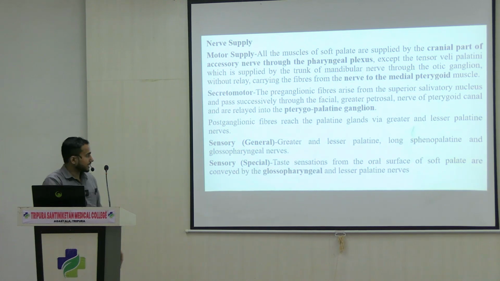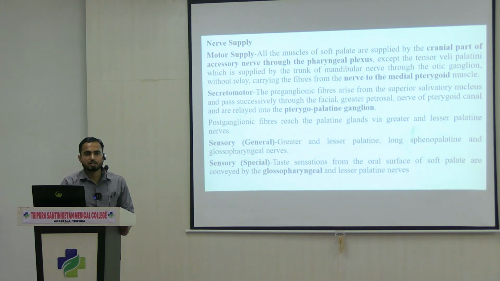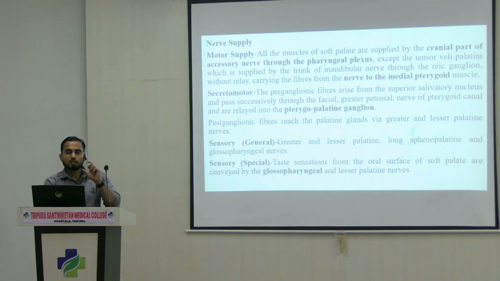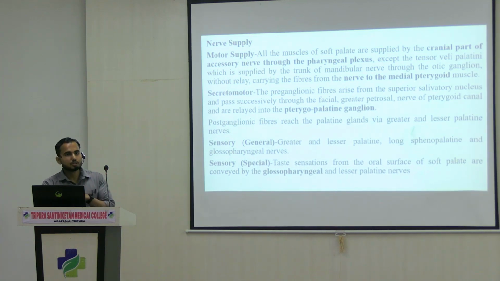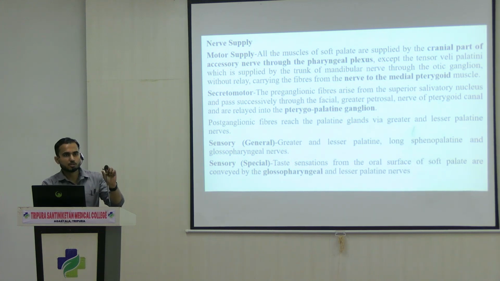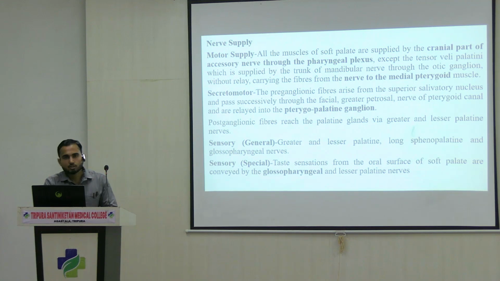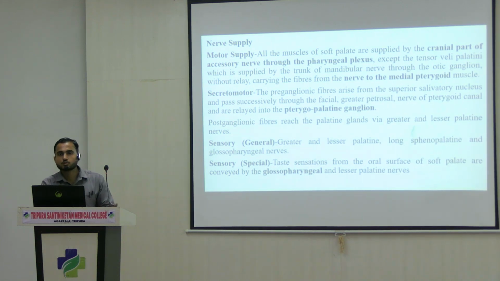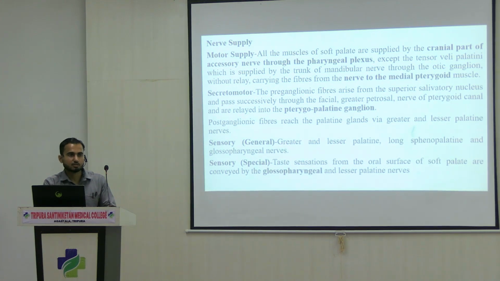Okay. Next, for the taste sensation from the soft palate, it is by the glossopharyngeal nerve and lesser palatine nerve. So like this, for nerve supply, you have to segregate. Don't write everything together. First, you have to give the motor supply, then secretomotor. In secretomotor, two parts are there: preganglionic part and postganglionic part, and lastly the sensory. In sensory also two parts are there: normal sense or general sensation, and special sensation. Okay, that is for the soft palate.